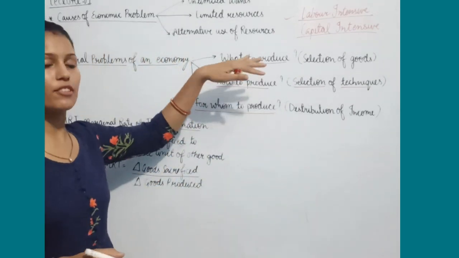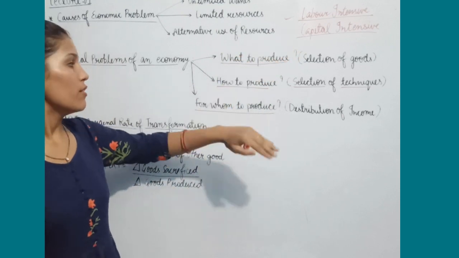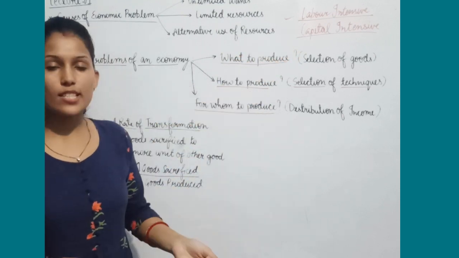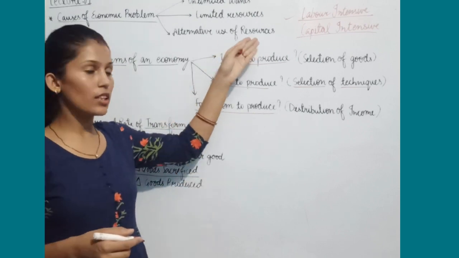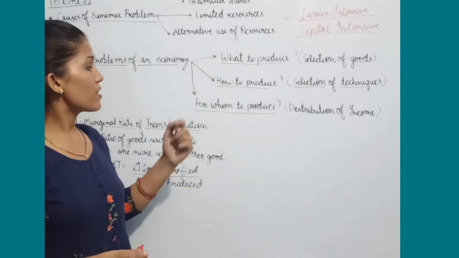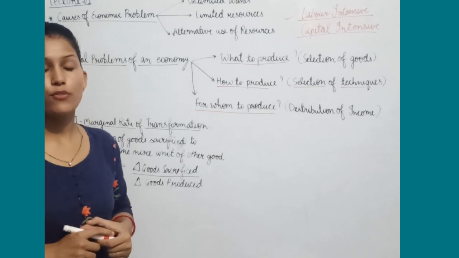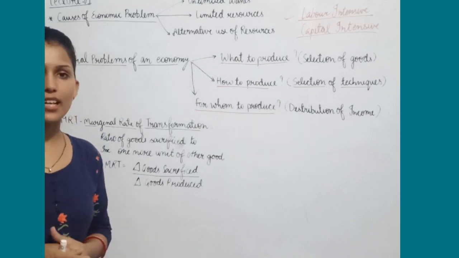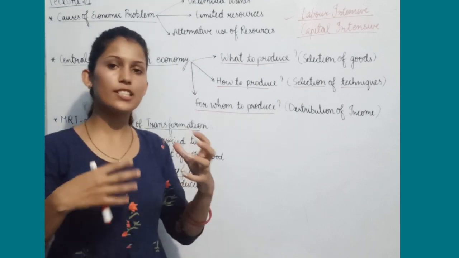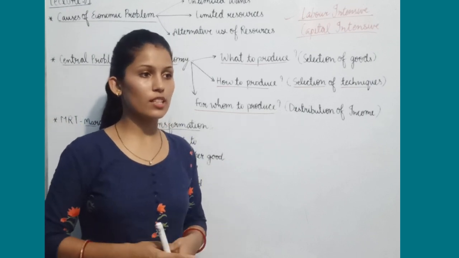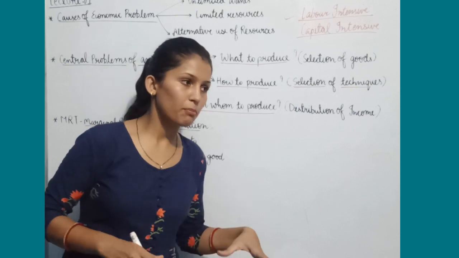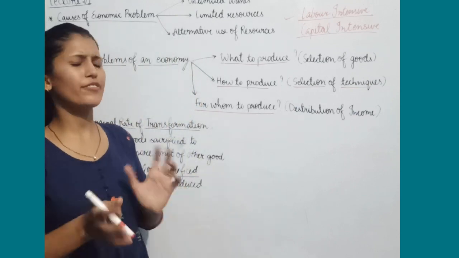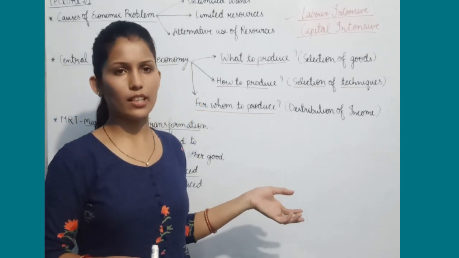Next is for whom to produce. Now you have decided which type of good you should produce. Now the technique is also decided, which type of technique you are using for the production of the good you have decided. Next is for whom to produce. For whom you are going to produce that good. Like we have different sections in an economy. Like a person is a laborer also, an entrepreneur also, and a businessman also. So we have different types of people living in the society.